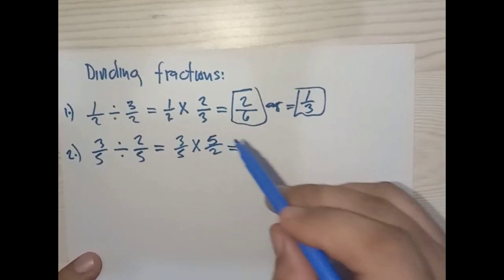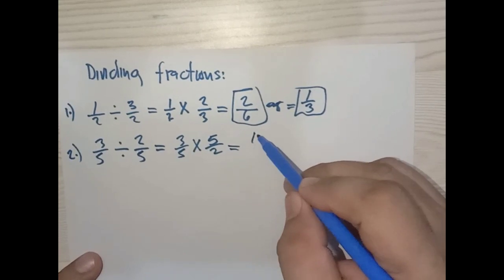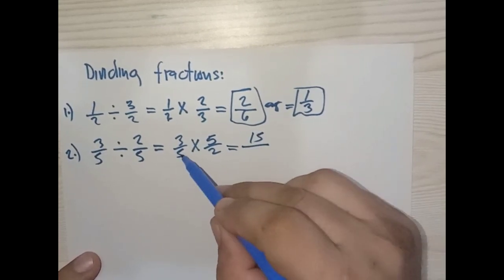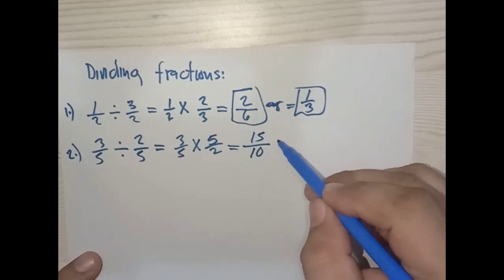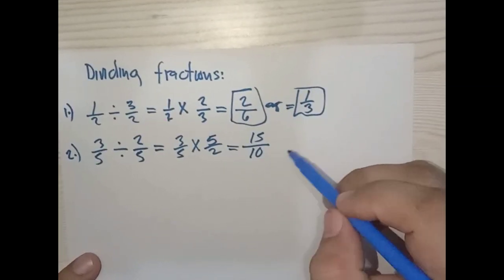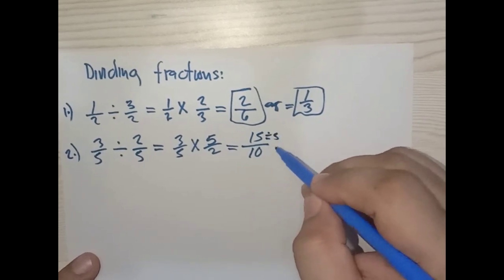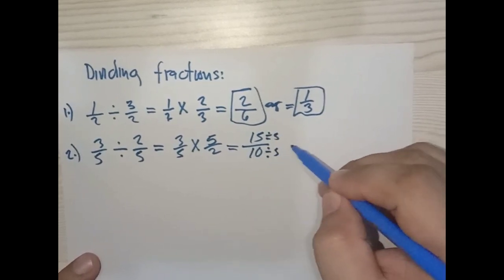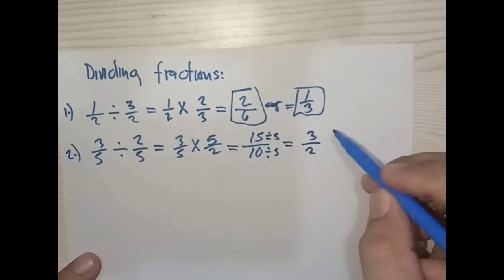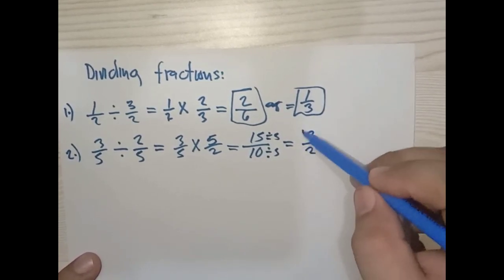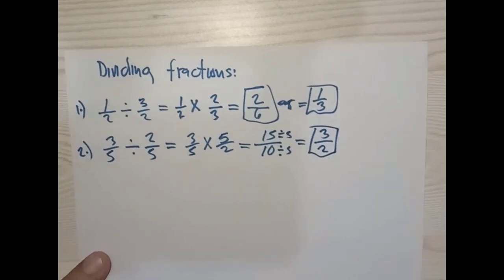simplify. 3 times 5 is 15 over 5 times 2 is 10. So, divisible siya by 5. So, i-divide natin by 5 divide 5. It is equal to 3 over 2. So, this is our final answer.